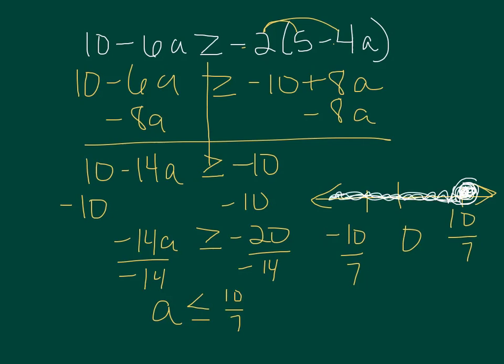Okay, interval notation. Alright, I have negative infinity to 10 over 7. Never equal to negative infinity, so that's a parentheses. Alright, but my 10 over 7 is closed and it is equal, so we have brackets. And that's multi-step inequalities. Just remember, if you multiply or divide by negative, you have to flip the inequality.